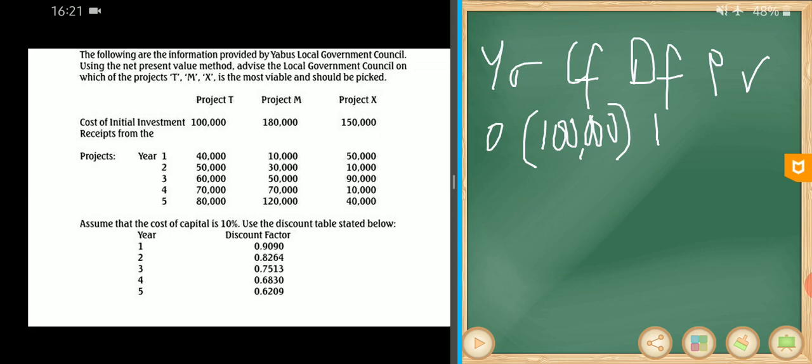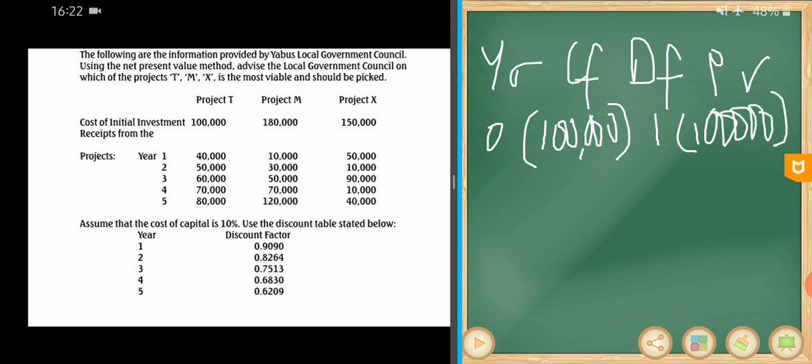Like I told you, the formula for getting our discount factor is 1 over 1 plus r raised to power n. Now let's say our n is 0. So we have 1 all over 1 plus 0.1 raised to power 0. If you punch that in your calculator, you will get 1. So at year 0, your DF is always 1. Now you multiply your cash flow with your DF. Your cash flow is negative 100,000, multiplied by 1 will still give us negative 100,000, which is what we have here.